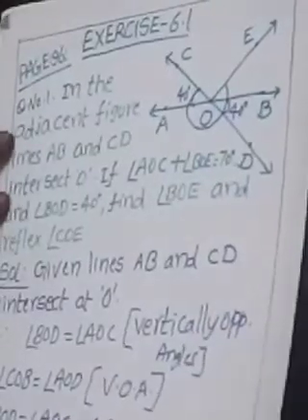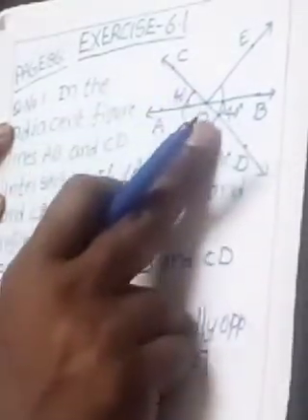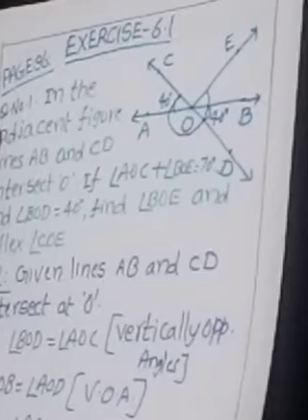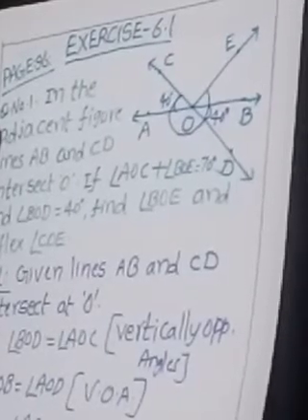How we got reflex angle COE is equal to, I will explain again. Observe this figure, my dear children. Reflex angle COE is equal to angle COD, this entire angle, plus angle DOB plus angle BOE. The sum of these three angles gives reflex angle COE.